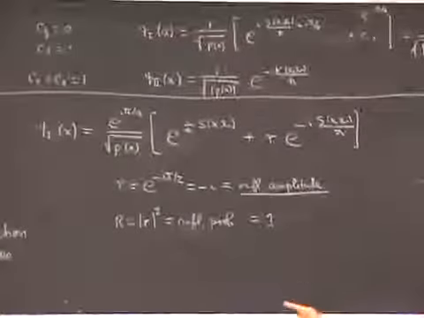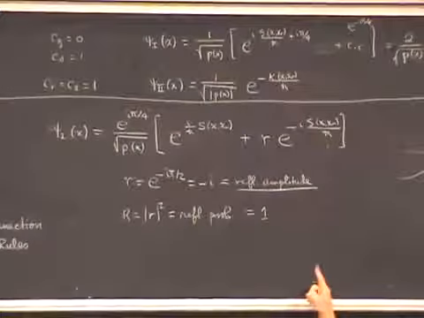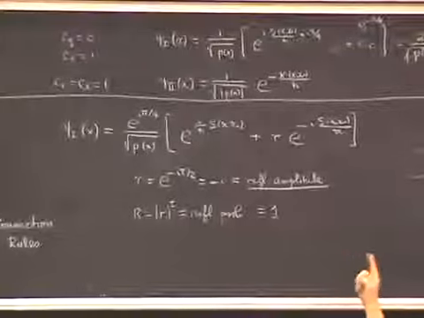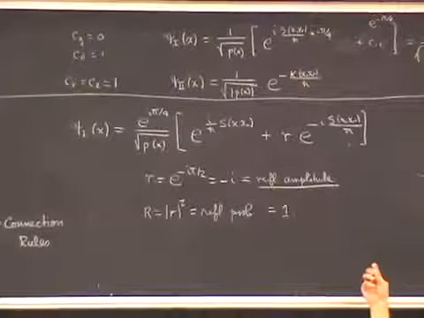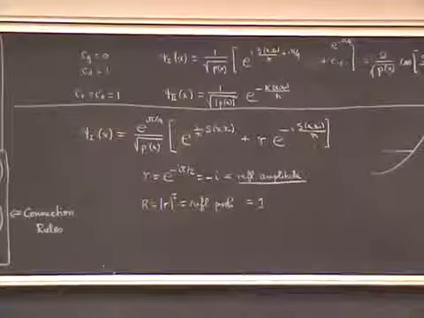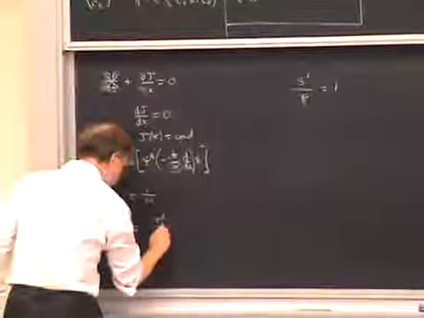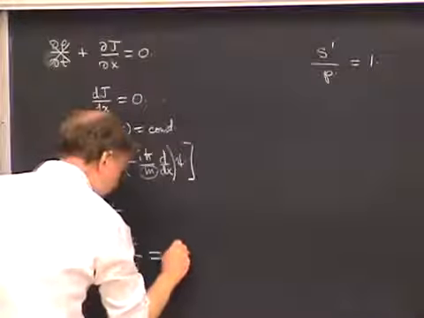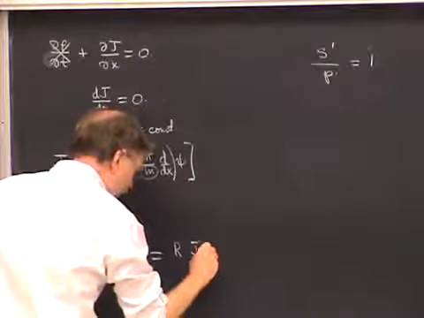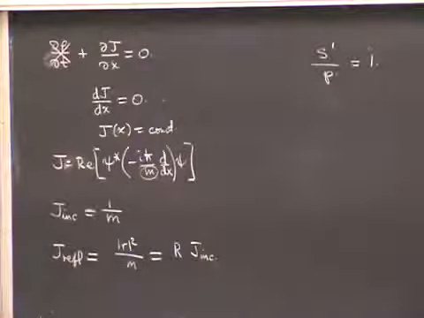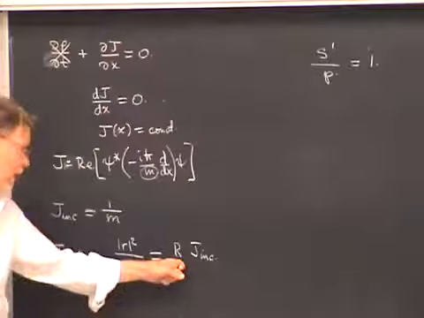In this problem, as I just showed, the reflection amplitude is a phase factor, so its square is 1. But let's consider maybe we have a more general problem where r is any complex number. If you go through the same calculation, you'll find that this is equal to the absolute value of r squared divided by m, which is equal to capital R times the incident flux.